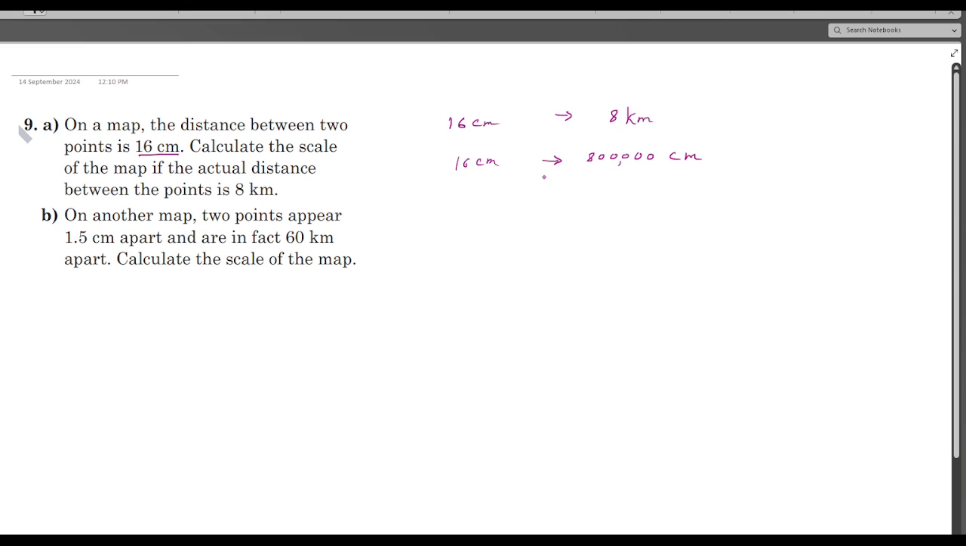8 lakh centimeter. Now this will correspond to 16 ratio your 8 lakh. You will divide both the sides by 16, so it is 1 ratio. Now I am dividing by 8, so 16 times 5 is 80, so this is 50,000. Okay, so your scale is 1 ratio 50,000.